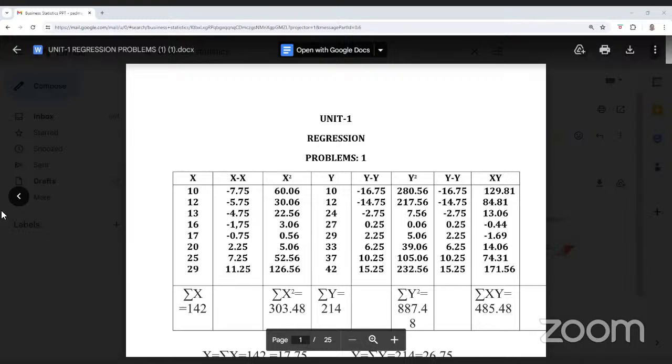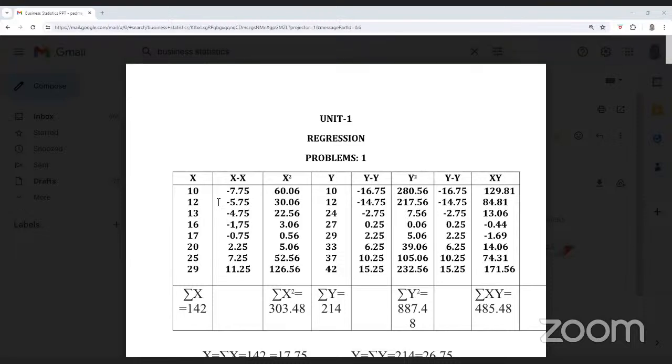Here in the first unit, it is regression. What is regression? It is a simple regression where there are two variables. Without the two variables, we cannot go for regression. One is dependent, the other one is independent. Is it clear? Are you getting the point?